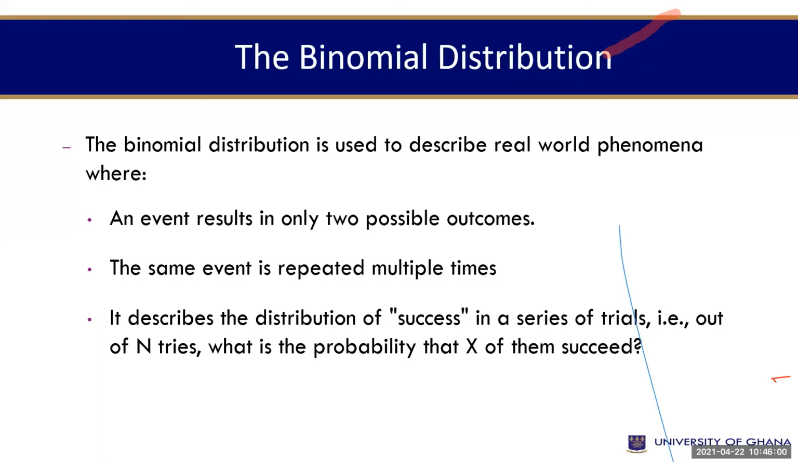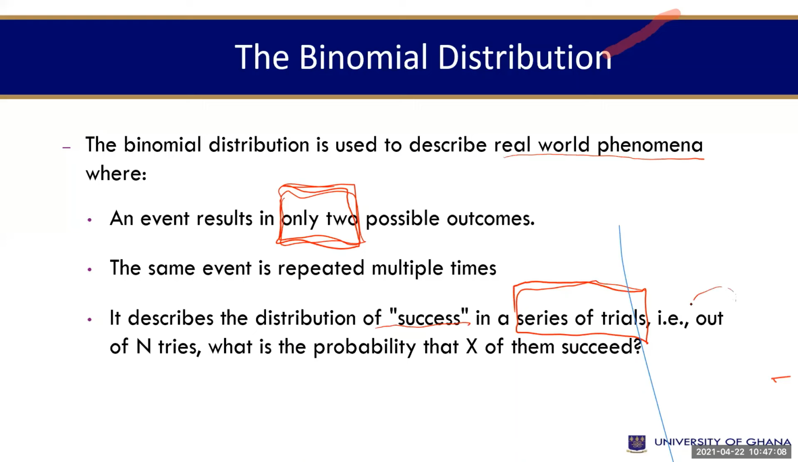So as you see on the slide, a binomial distribution is used to describe real world phenomenon that involves an event which has results for only two possible outcomes. Please note that binomial distribution is applicable where the occurrence of that event has only two possible outcomes. The same event is repeated multiple times. It means that I'm performing the same experiment, but I'm expecting that the events are going to be repeated multiple times. Then it also describes the distribution of success in a series of trials.